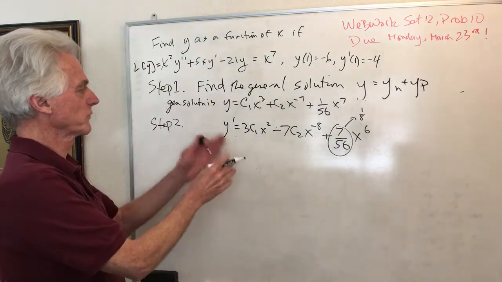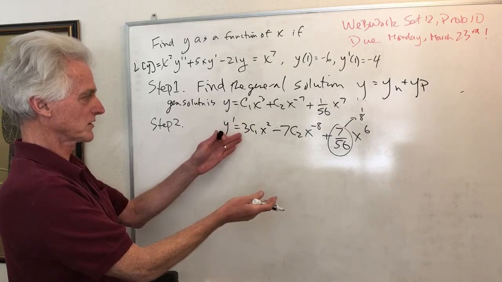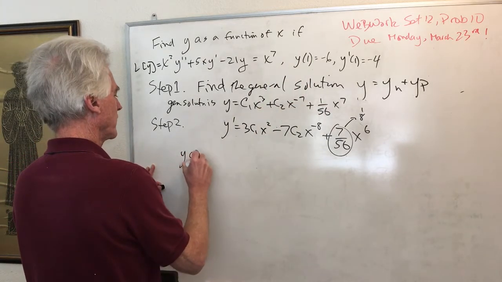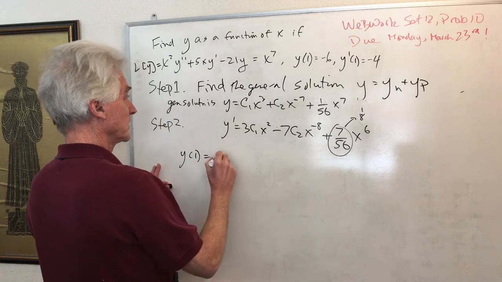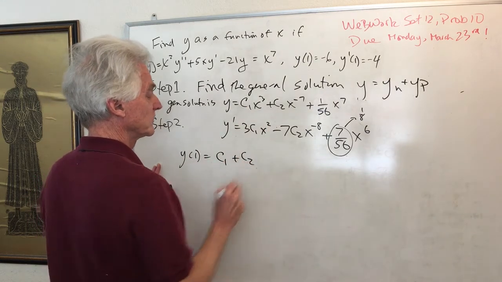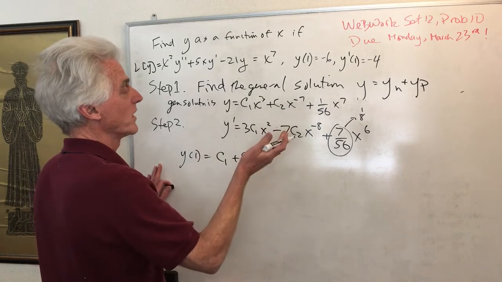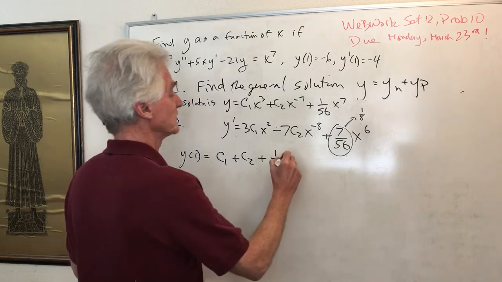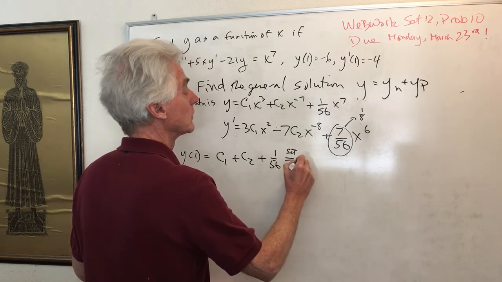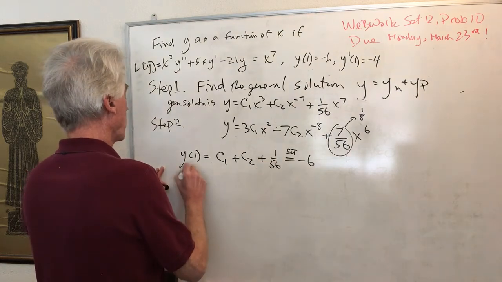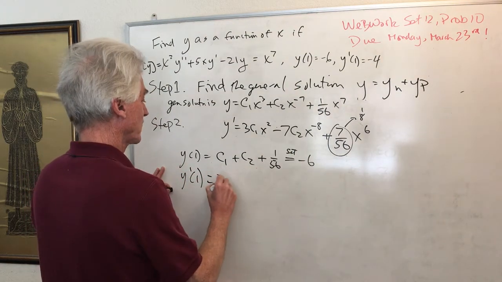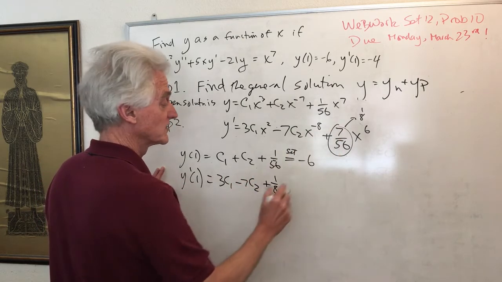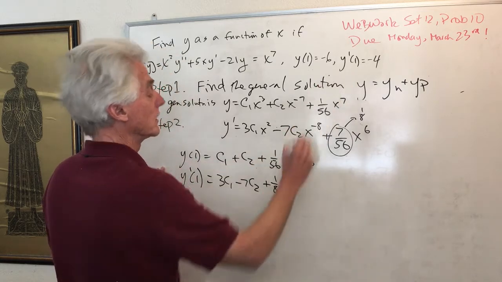All right. So remember, we got to differentiate and then set equal to 0. Okay. All right. So what are the 2 initial conditions? y of 1, using our general solution, is c1 plus c2, and I'm using the fact that 1 raised to any power is 1, plus 1 over 56. I'm going to set that equal to negative 6, right? And I get y prime of 1, which is 3c1 minus 7c2 plus 1/8. I'm going to set that equal to negative 4.